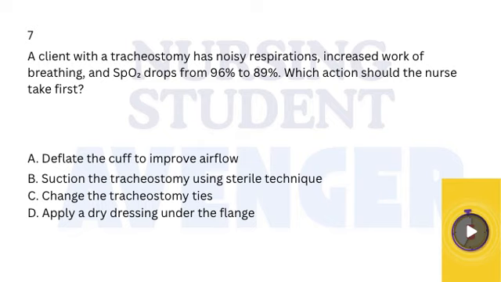Number 7, a client with tracheostomy has noisy respirations, increased workload of breathing, and O2 saturation drops from 96 to 89, which is very drastic. Which action should the nurse take first? A, deflate the cuff to improve airflow. So this patient has tracheostomy. Letter B, suction the tracheostomy using sterile technique. Letter C, change the tracheostomy ties. Or letter D, apply a dry dressing under the flange, however you want to pronounce it.